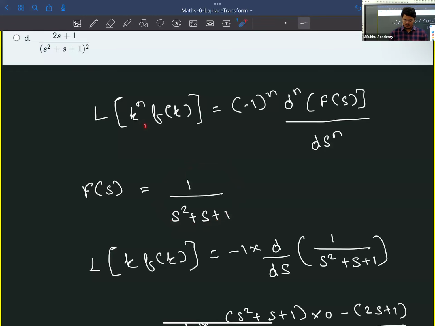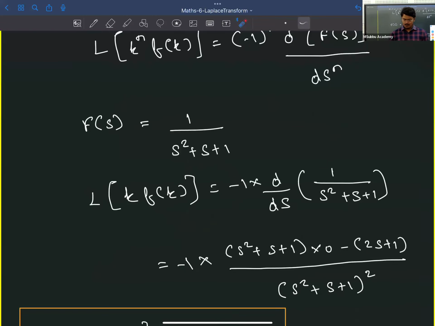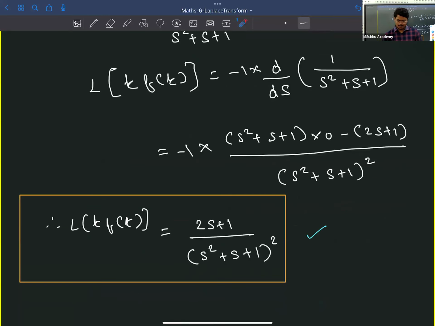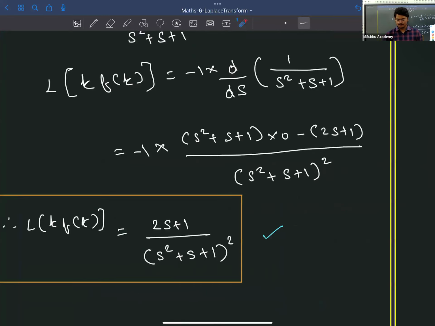We know the Laplace transform of this function is this. So t power 1, directly minus 1 power 1, so directly minus 1 times differentiation. They have given the Laplace transform of the function as 1 by s square plus s plus 1, so directly differentiate this term. When you differentiate, u dash v minus v dash u by v square. The numerator differentiation is 0, so that whole term becomes 0. Minus differentiation of the denominator, which is nothing but 2s plus 1. So minus into minus is plus: 2s plus 1 by s square plus s plus 1 the whole square.